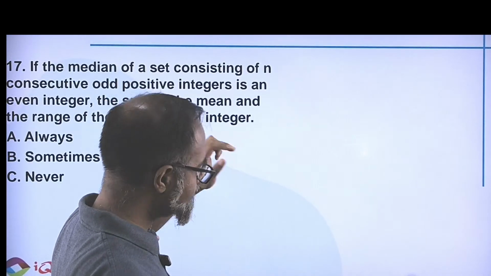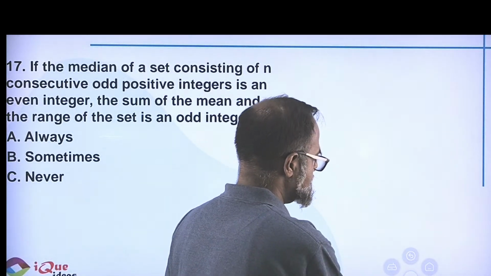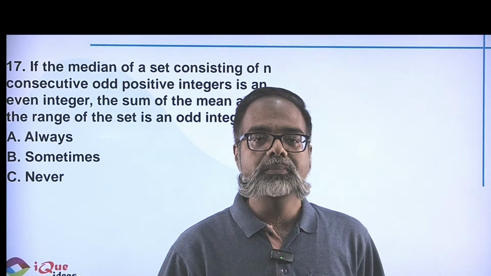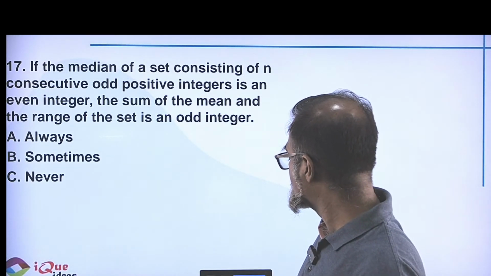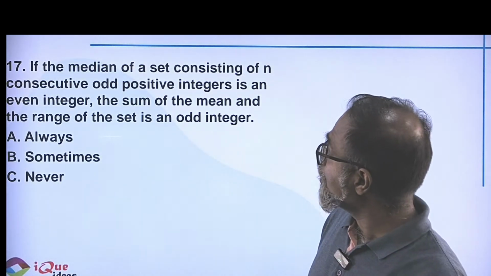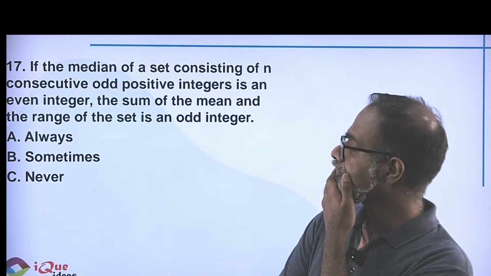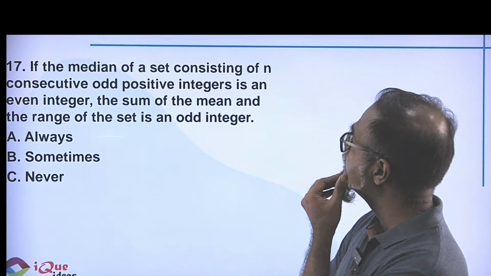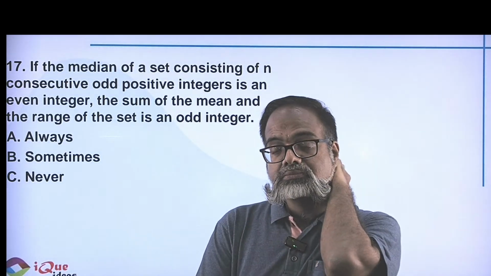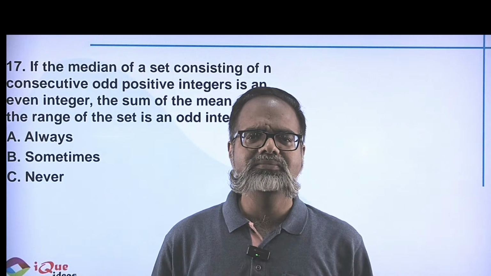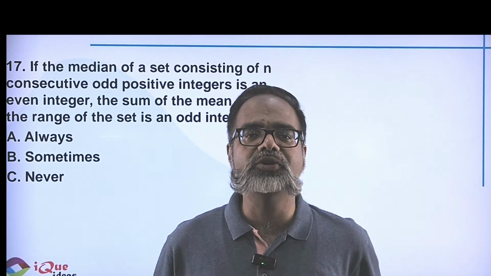Okay. Now this is what? Median? Is it statistics? Let's see what the question says. If the median of a set consisting of consecutive odd positive integers is an even integer, then the sum of the mean and range of the set is an odd integer. What do I do? Well, let's not get too worried about it. Let's break down the question step by step and understand what they're trying to say.